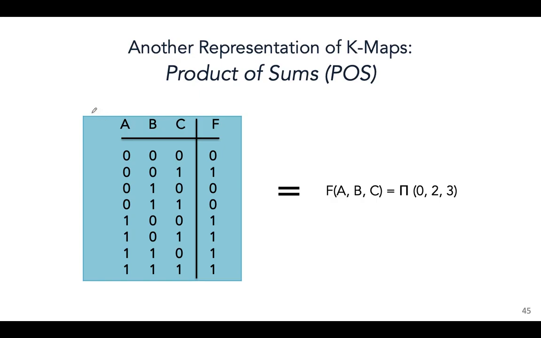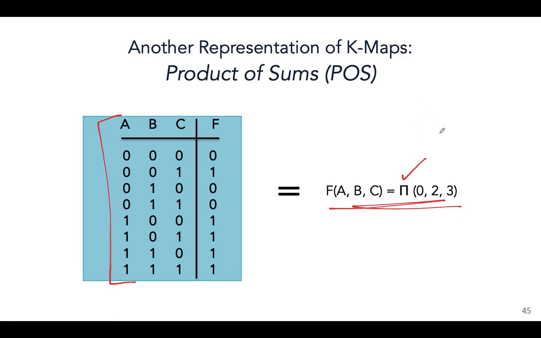So here's a truth table. This is the same truth table that we discussed when we were talking about min terms, right? So this is the same truth table. We have already seen how to represent this truth table as min terms. Here we see how to represent the same truth table as POS. And in this form, we use pi instead of summation, which means product. So summation represents sum, pi represents products, and 0, 2, and 3 represent those cells or those rows which have an output of 0.